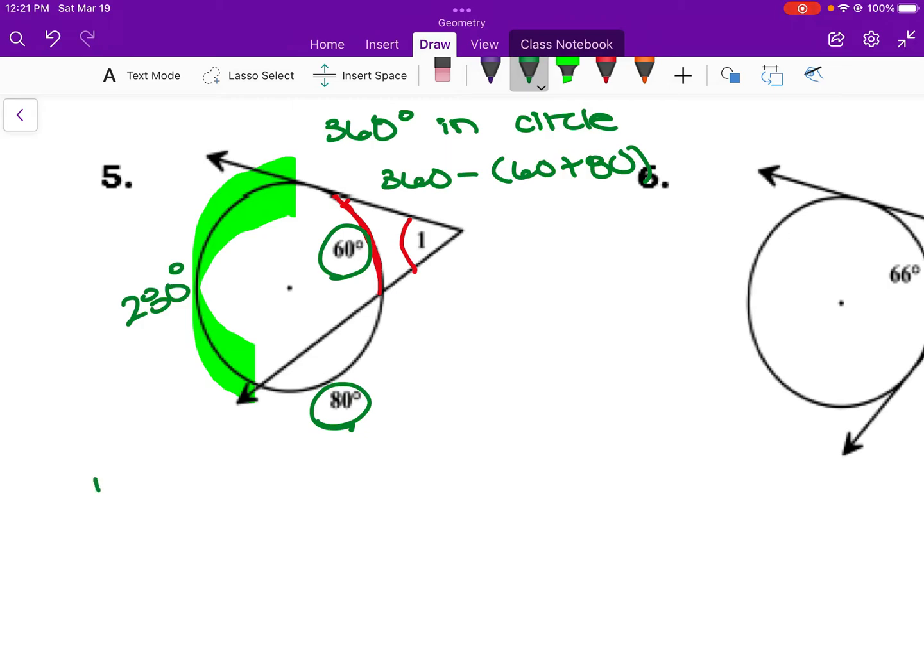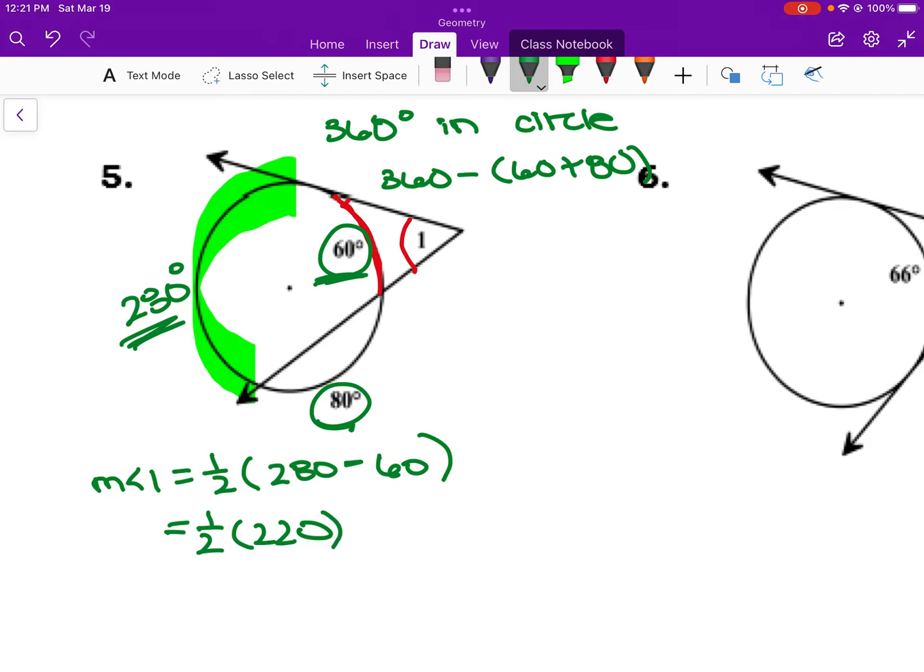So now when I go to build it, I'm saying that the measure of angle 1 is 1/2 of its true intercepted arc, which is 280, minus that little interior arc, which is 60. So if I subtract the two, I'm taking 1/2 of 220, chop it in half, I have 110 degrees for the measure of angle 1.